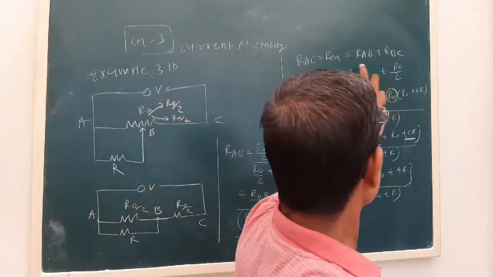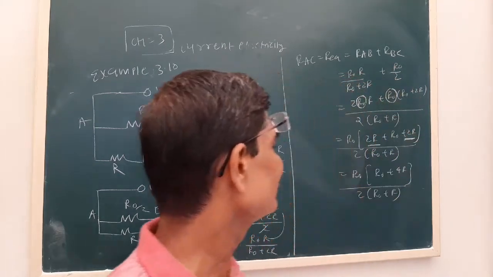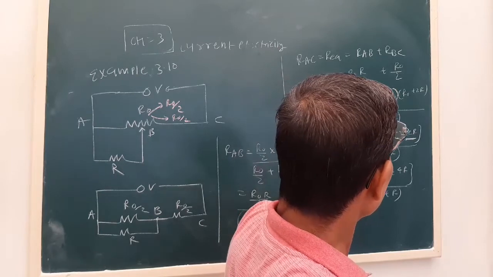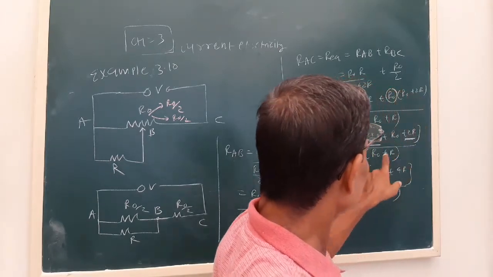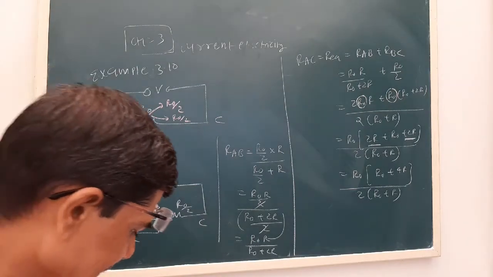Now 2R0R plus R0 into this term upon this will be the LCM. Now what do we have to take common? R0 is common. So what is left here? 2R. Here also is 2R and R0, that will make 4R. So this is the equivalent resistance.